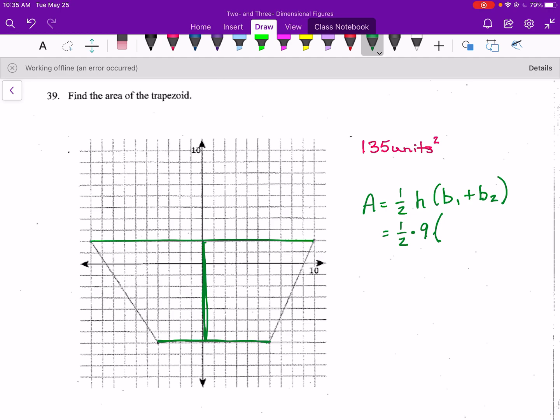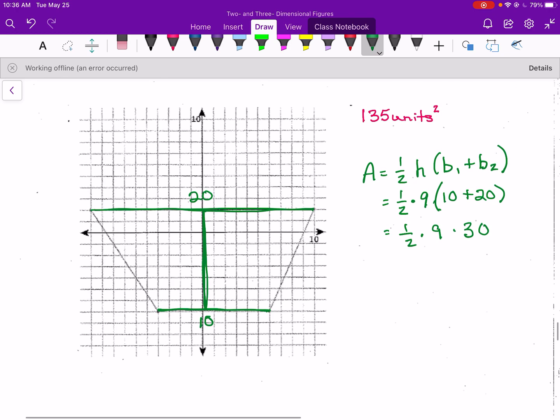Then these two sides that are parallel are your base 1 and base 2. It doesn't matter which one is which. Count how long they are, and I mean literally count it. And you will find that one is 10 and one is 20. And then do the math. 1/2 times 9 times 30. We'll get 135 units squared. Since they don't give us a measurement, we can't say inches squared or meters squared, so we'll say units squared.